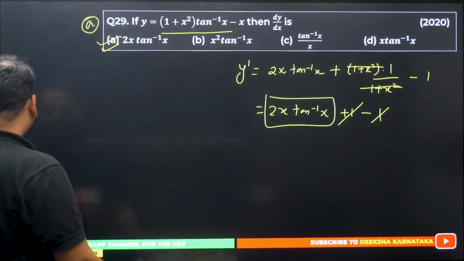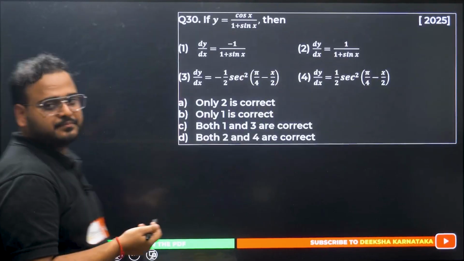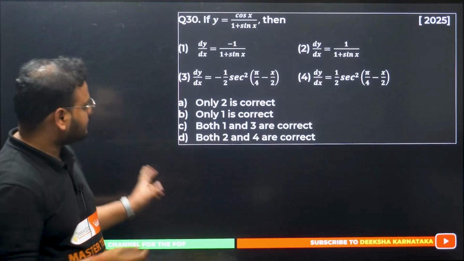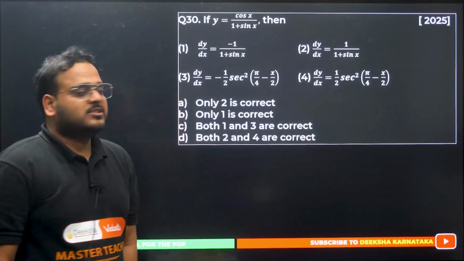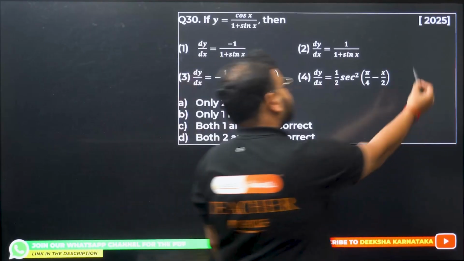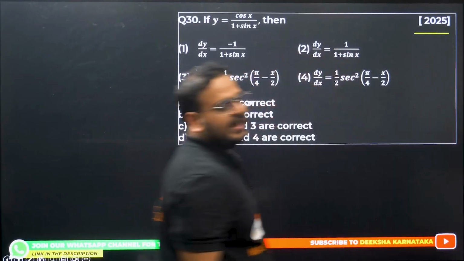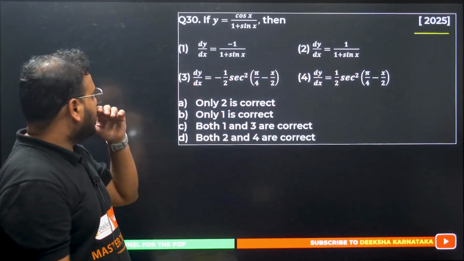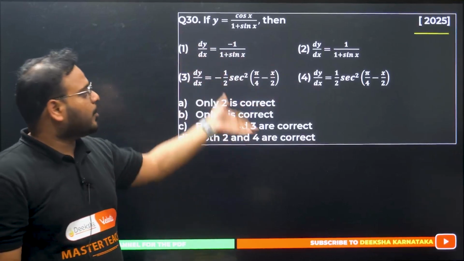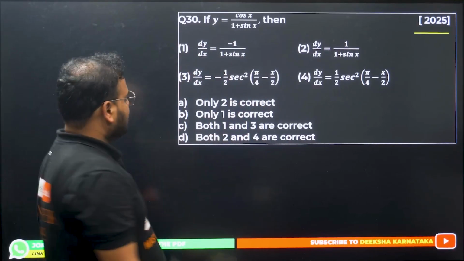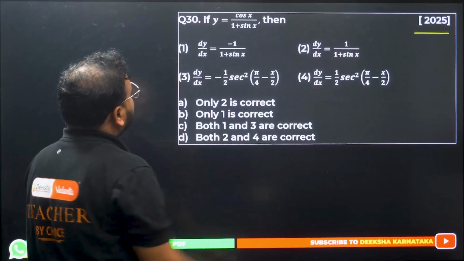Question number 30 now. This was extremely simple. y equals cos x upon 1 plus sin x. Now this is a good question, a PYQ from 2025, this year's PYQ of KCET. Let's differentiate. We have to choose the correct options, and maybe more than one option is correct. So we are going to differentiate this part first.